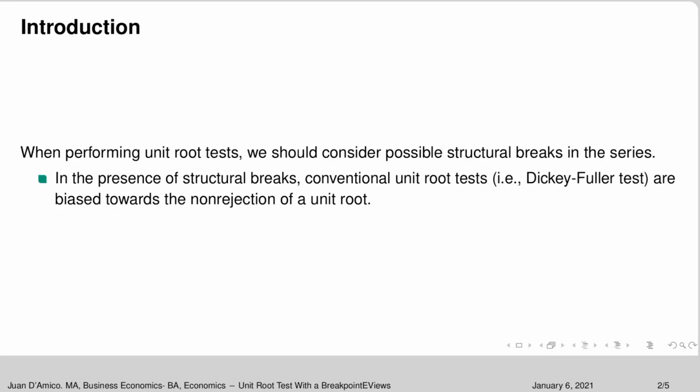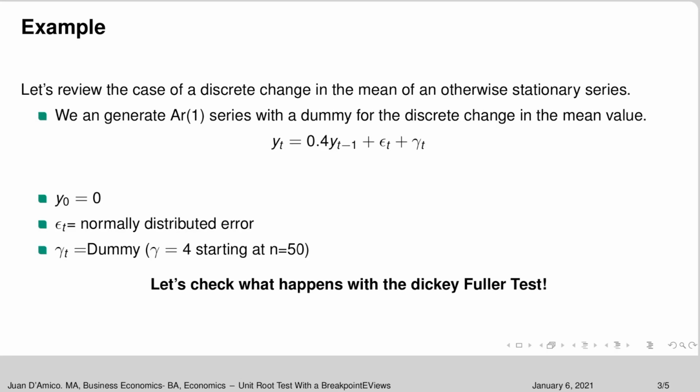When we are performing unit root tests, we should consider possible structural breaks in the series. The reason for that is because in the presence of structural breaks, conventional unit root tests such as the Dickey-Fuller test are biased towards the non-rejection of a unit root. In order to explain this a little bit better, I have here an example.